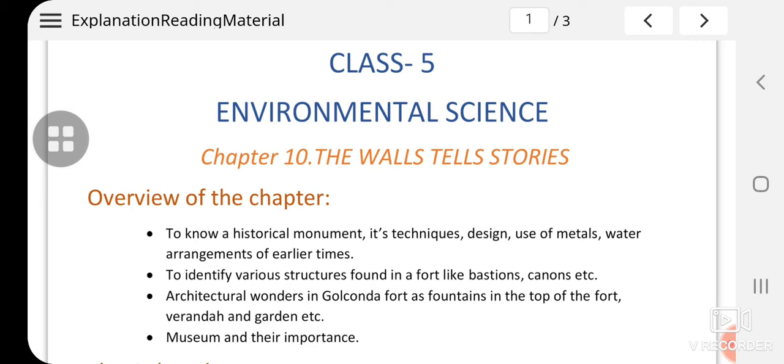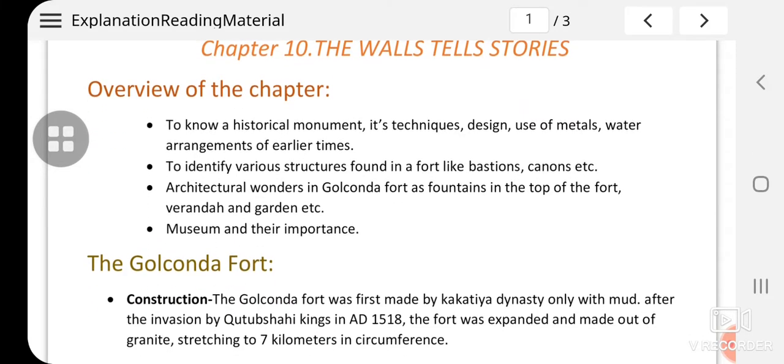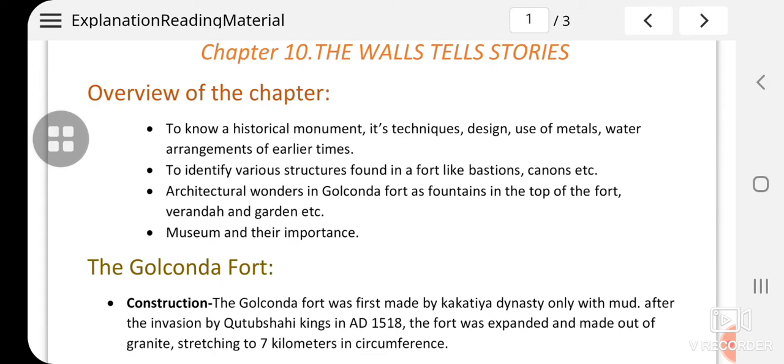One video I have shared with you regarding this chapter, where I have discussed the map reading part of the chapter. So today we'll see what things are covered in the chapter, what we actually have to study, and how we should identify a few of the things related to this chapter. So here it is. Chapter number 10, The Walls Tell Stories. Overview of the chapter means what we are going to see in this chapter.